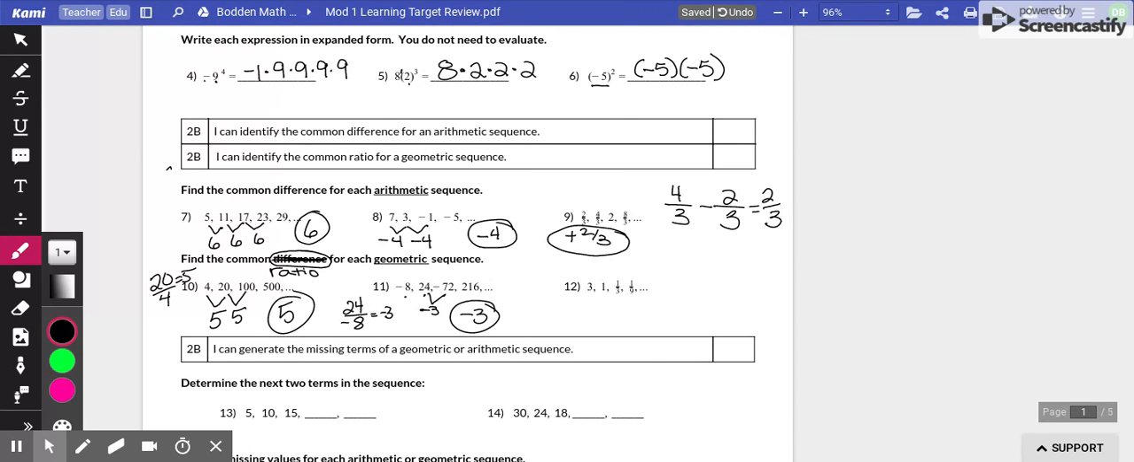All right, in problem number 12, I see my sequence is decreasing. I know it's geometric, so that means I must be either dividing or multiplying by a fraction. And I see some fractions. So I'm looking here. I know that to go from 1 to 1/3, that means I must have multiplied by 1/3. So I'm going to check, is that true here? 3 to 1, am I multiplying by 1/3? Yes. So 1/3 is my common ratio.